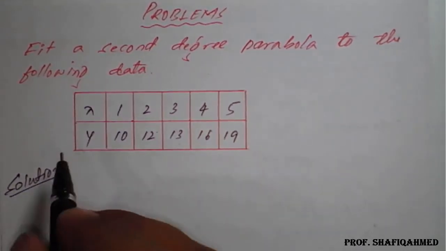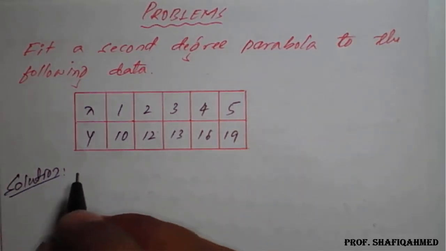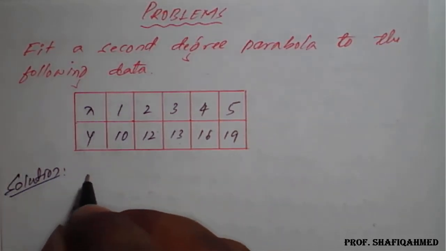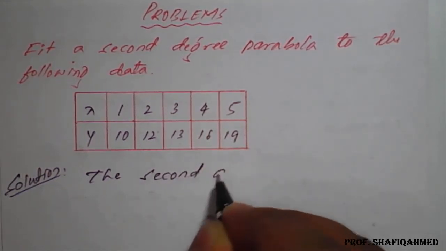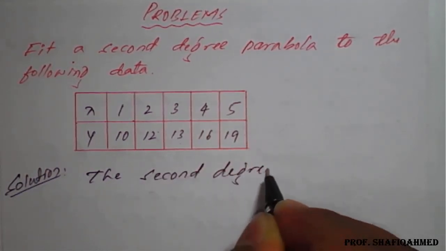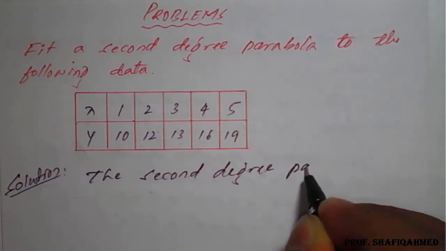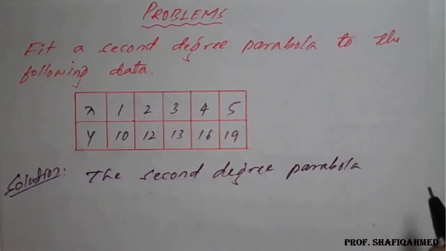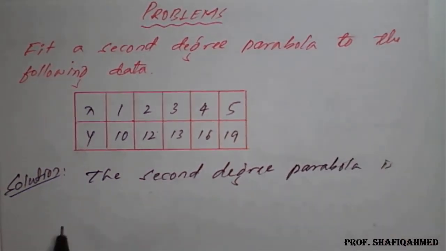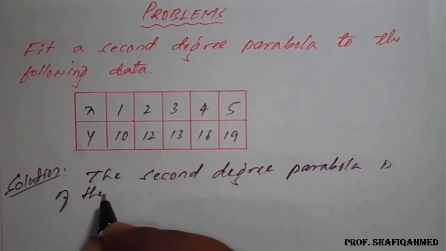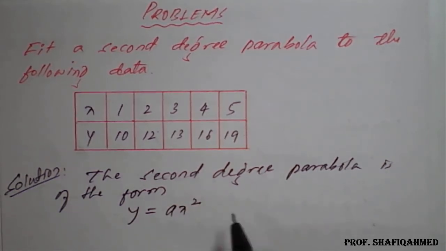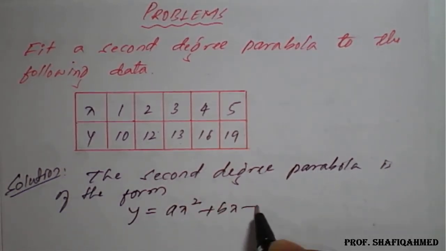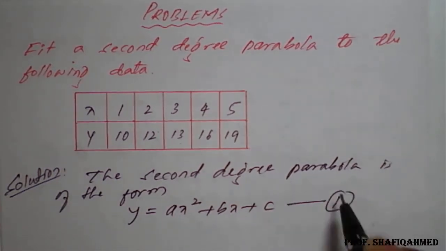So we'll take the second degree parabola is of the form y is equal to ax square plus bx plus c, and I will call this equation number 1.